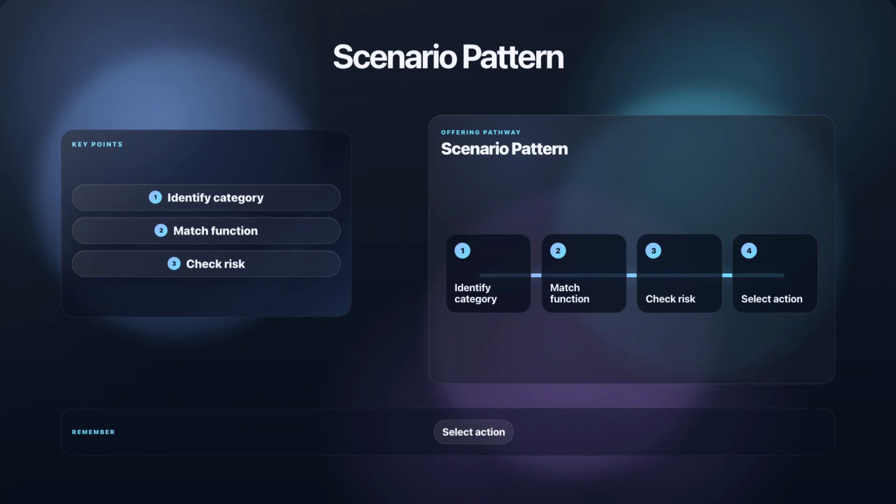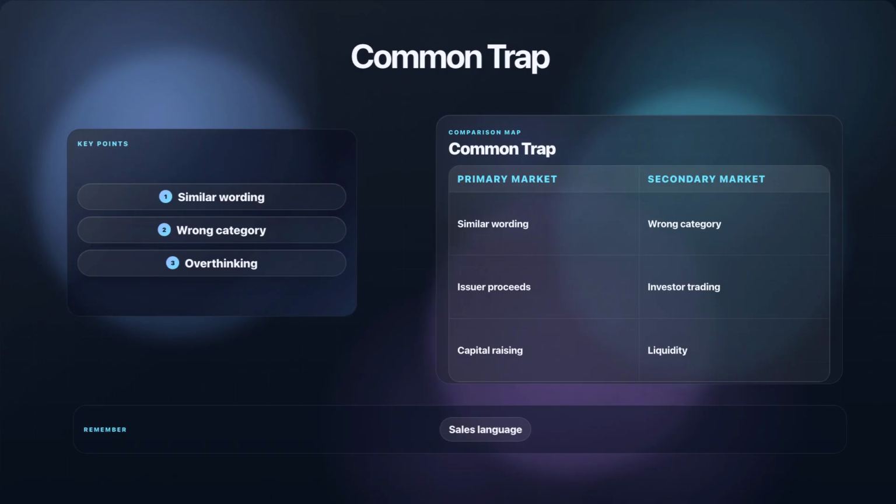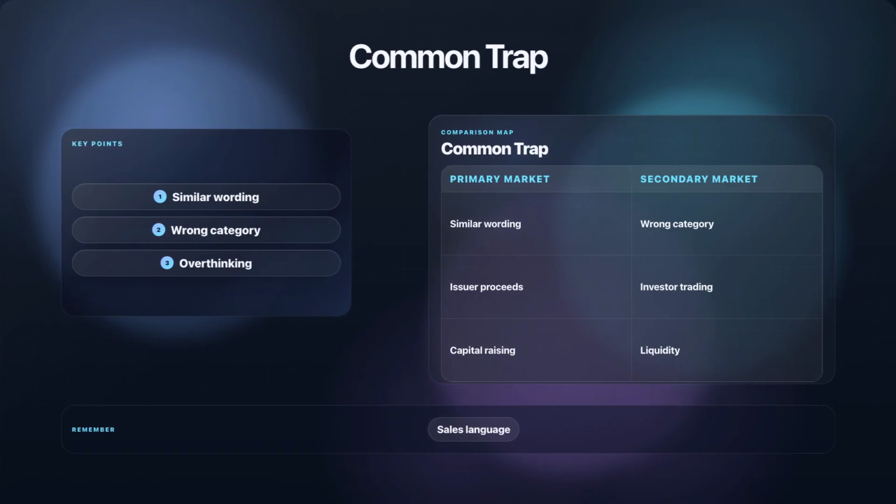A typical scenario gives you a few facts and asks for the best interpretation or action. Do not start with the answer choices. First, classify the situation. Then connect it to the rule, product, participant, or market function being tested. The SIE often tests whether the firm is acting for the customer or trading for its own account.